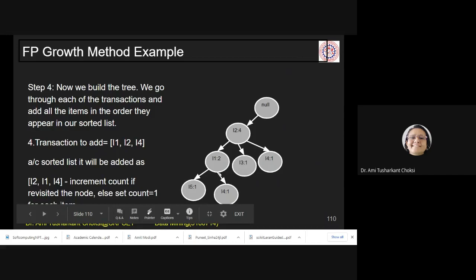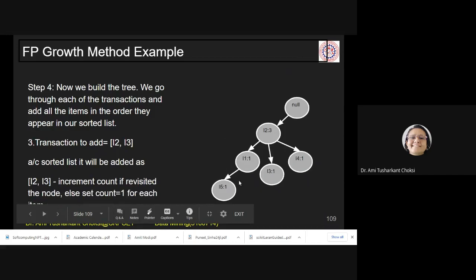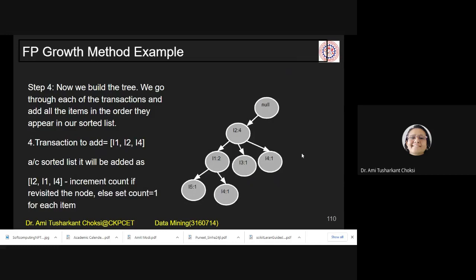Do we have I4 available? Let's see the previous transaction tree. Do we have I4 available here? You can say it is here. But it is for I2, I4. And what transaction we are having is I2, I1, I4, right? The path is to be followed, right? The path is to be followed. So I2, then I1. So we incremented the count for them. And I4, which is not available in the path, we have to create a new node for that.